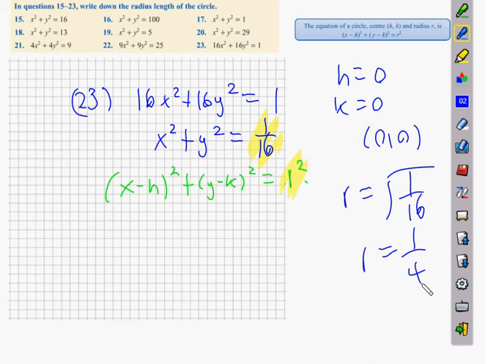Yeah, how are you getting h equals 0, k equals 0? 16x, 16y. But I see what you've done there by dividing by 16. It just means they have a center of 0, 0.